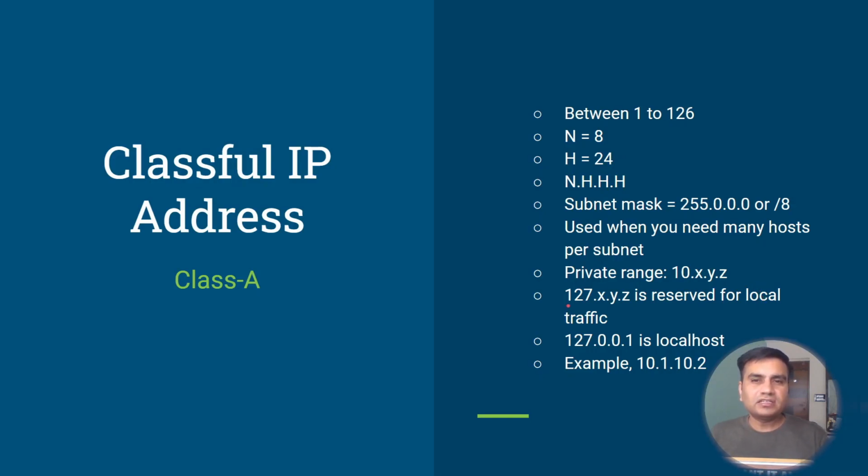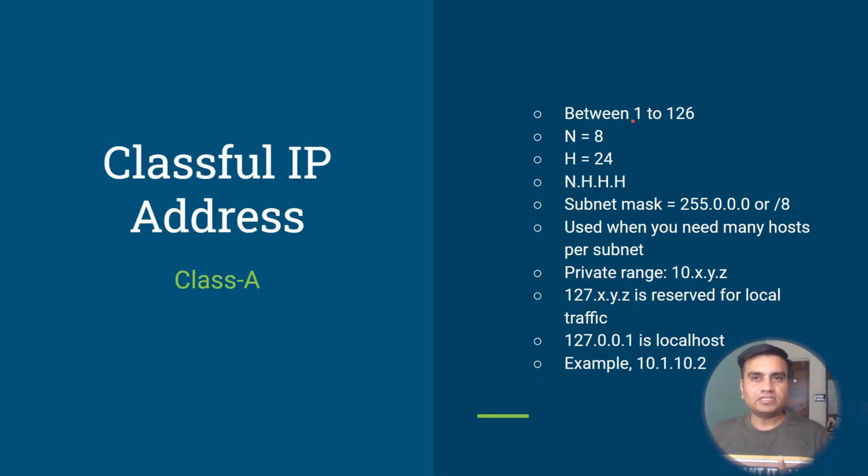So in class A, there is something called 127.x.x.x. That complete range is reserved. We cannot use it. It is reserved for local traffic. And in that range also there is a special case called 127.0.0.1. It is reserved for localhost or loopback. So if you want to contact your system yourself, if you want to talk to yourself, you will use this type of IP address.